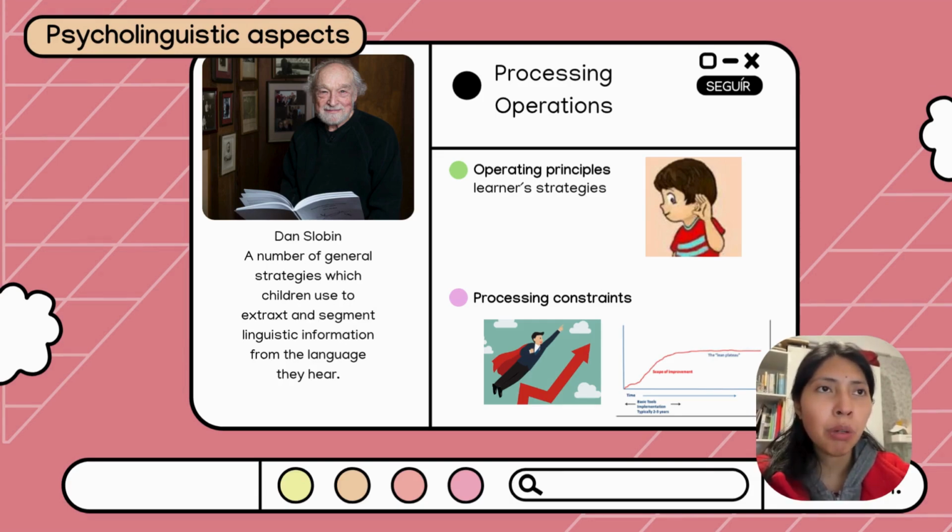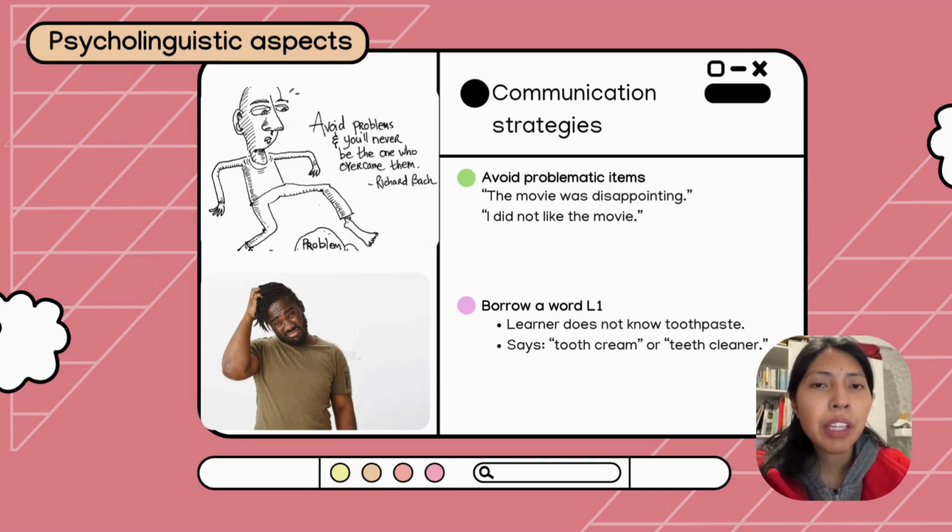Then we have the processing operation. In this one, we know how the learner uses different strategies to understand. Maybe they use a lot of pauses to understand, and maybe they try to avoid interruptions. Then we have processing constraint, in which the learner can see how they move to another level, or if they just don't move to another level of the language and they just are stuck and develop a simple version of the language.